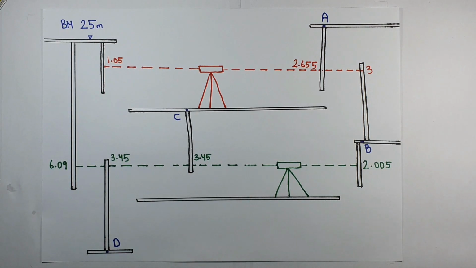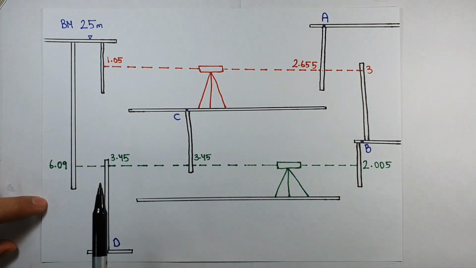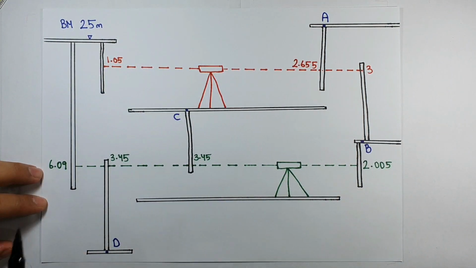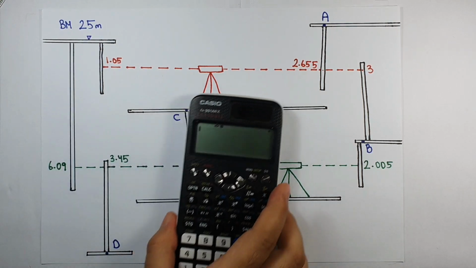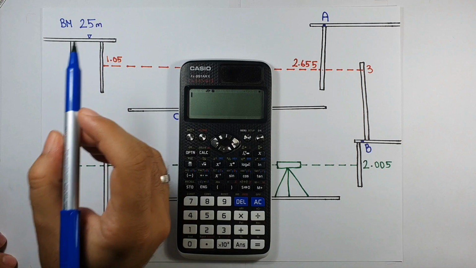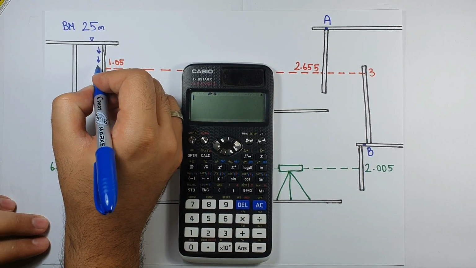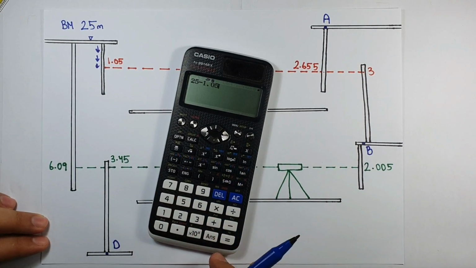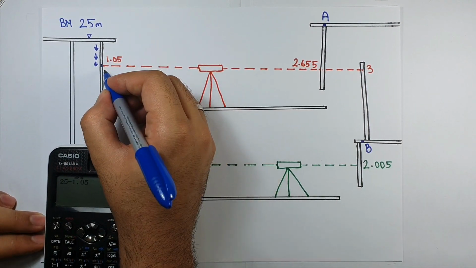So let's find out how we can get the reduced levels of those points. As usual, we'll start from the benchmark, which is 25 above the mean sea level. From the benchmark, first of all I am going to reach point A. How can I reach point A? So we'll start with our calculations. From the benchmark, first of all, to reach this red line, I have to go down. So when I'm going down I'm subtracting. So here 25 minus 1.05 gives 23.95.